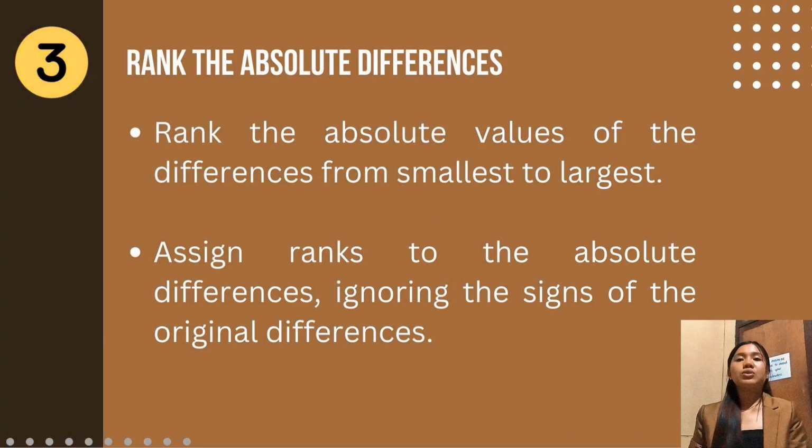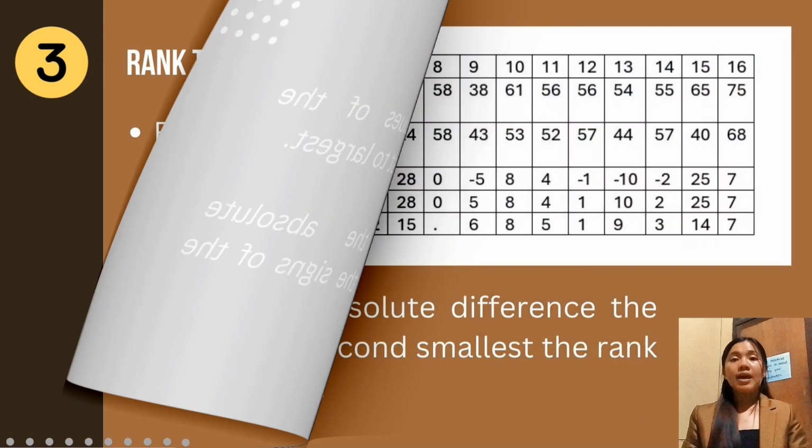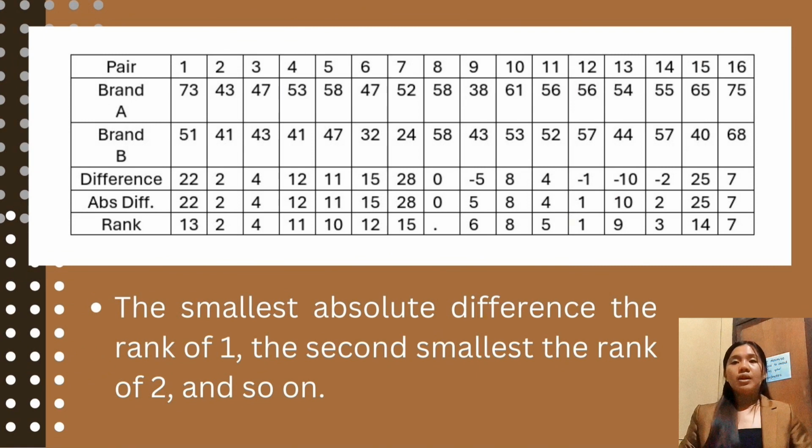Next is to rank the absolute differences. Rank the absolute values of the difference from smallest to largest. Assign ranks to the absolute differences, ignoring the signs of the original differences. As you can see sa atong example, ato lang gibutang ang absolute differences and then rank.